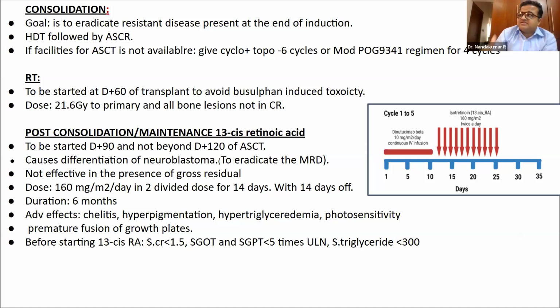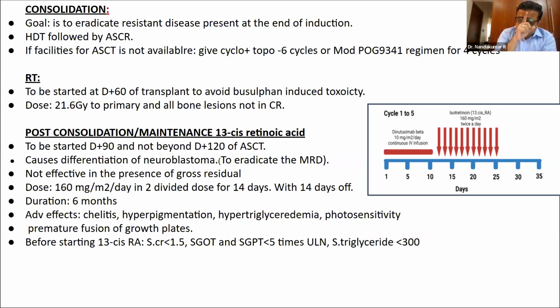So after induction, we basically do the next phase of treatment, which is your autologous stem cell rescue, wherein you give a conditioning regime with carboplatin and etoposide, following which you take the patient for autologous stem cell rescue, and then you do your radiation and then go to the next phase, which is your post-consolidation or the maintenance. So in the maintenance phase, we only remember 2 drugs. One is your immunotherapy with dinutuximab, and the other is your retinoic acid.